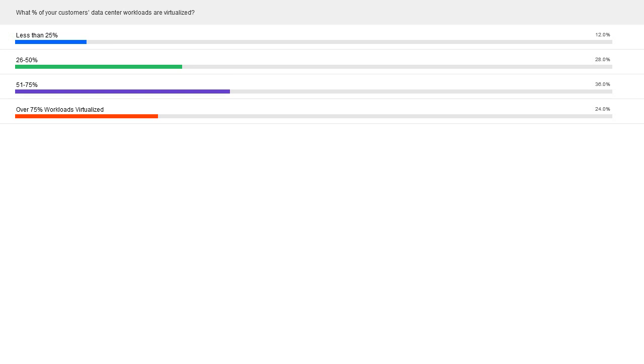So this is good stuff. This actually surprises me a bit. I'm a little surprised at the 51 to 75%. This is a good thing. What this suggests to me is that the customer base that we're all talking to has already crossed the chasm of shall I virtualize. They've already picked very specific workloads which are optimal for virtualization, and they've already moved on it. Does this surprise you at all, Matt?